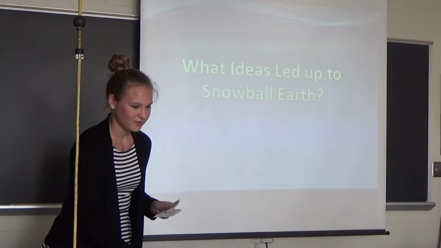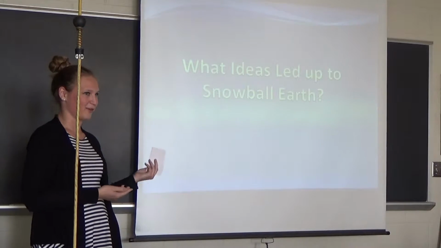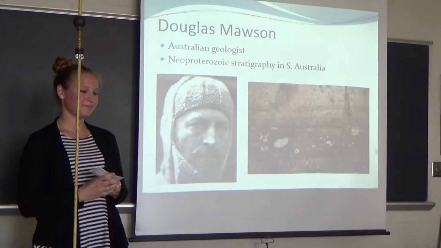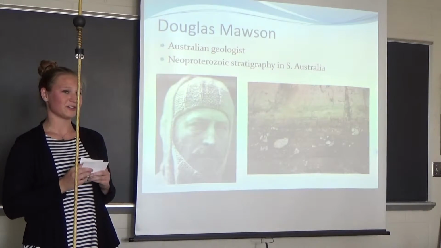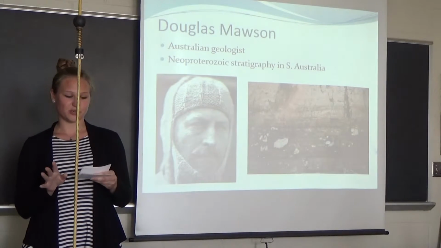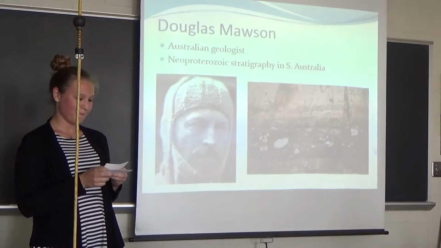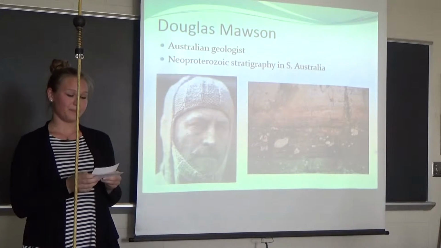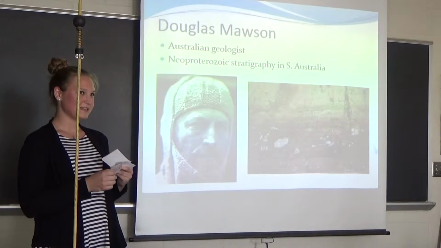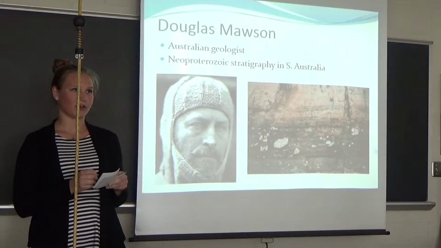Okay. Now I'm going to talk about some of the ideas that led up to the idea of Snowball Earth, because we all know an idea like Snowball Earth just doesn't happen overnight. It all started with Douglas Mawson. He was an Australian geologist as well as an Antarctic explorer. He studied the Neoproterozoic stratigraphy, which for us non-geo kids is the study of rock layers, and he did his study in South Australia. He identified glacial sediment and speculated about the possibility of global glaciation. However, he didn't take into account continental drift, so he assumed that the glaciation occurred at current latitudes.